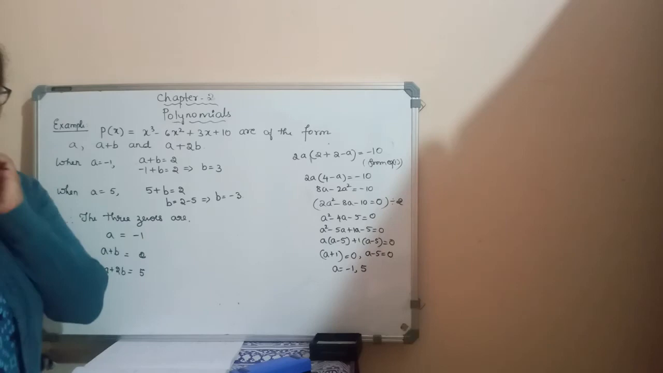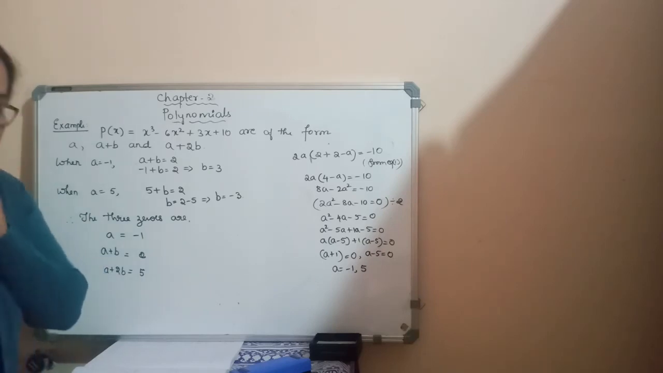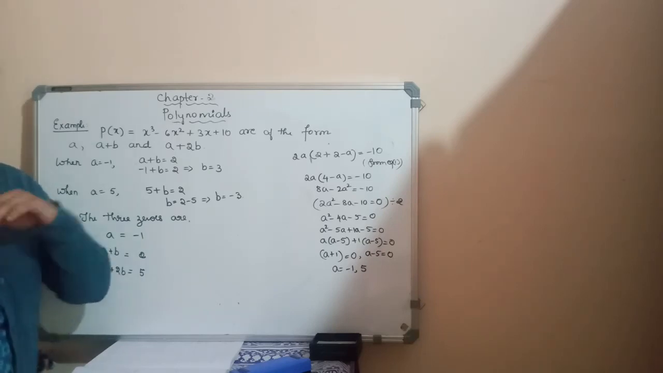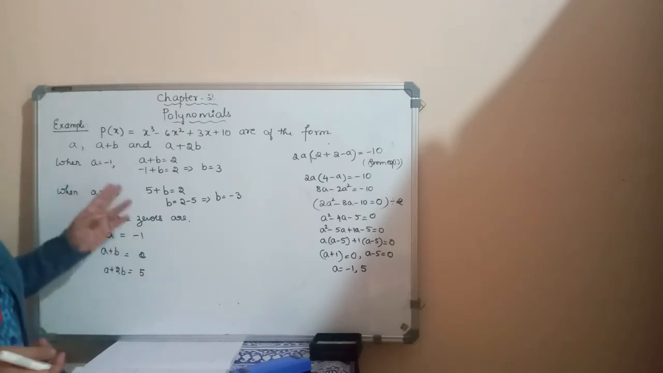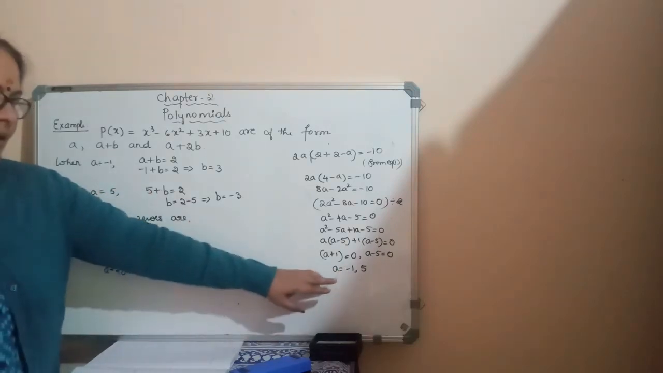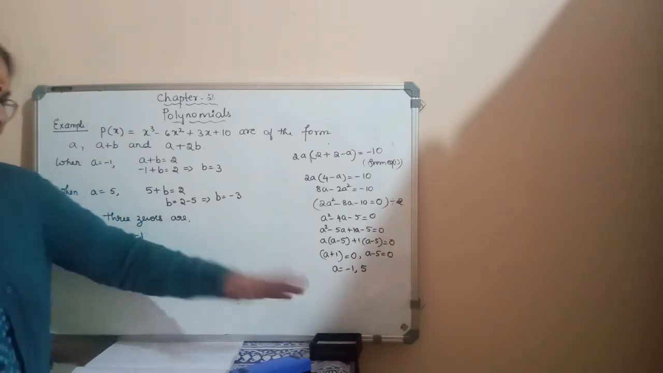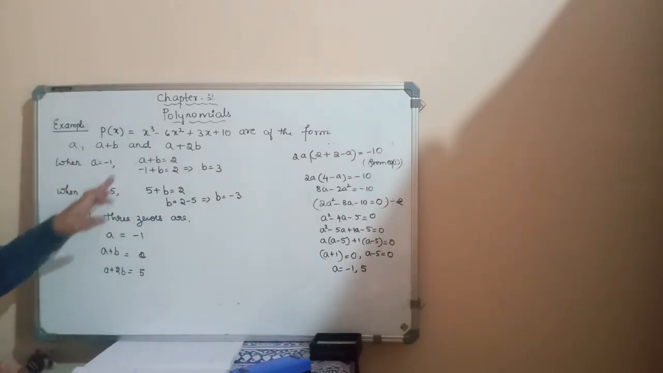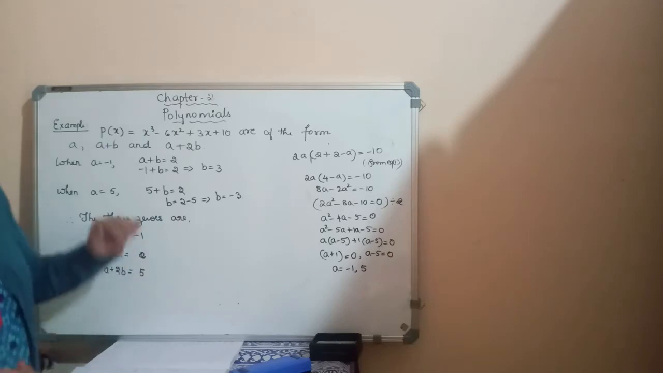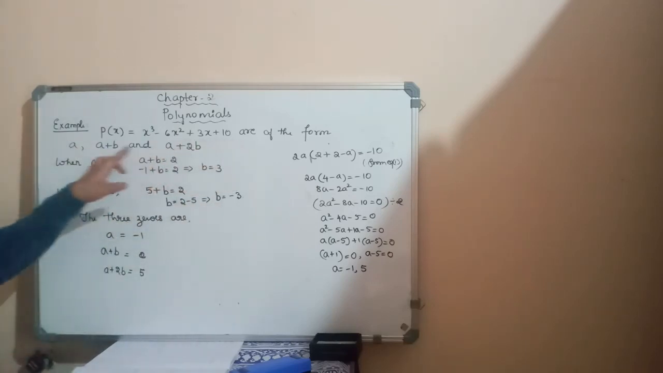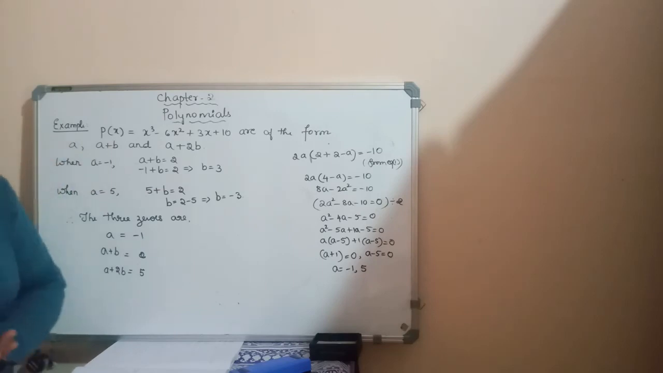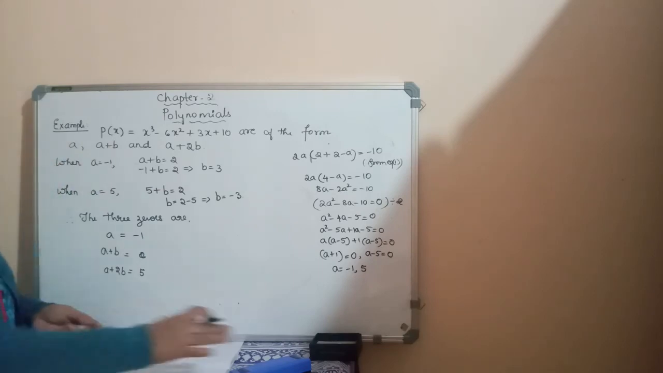At first what we have to do? We have to use the relation sum of the zeros and product of the zeros. Using these two relations we have to find out a and b. Here you will get two values of a. So for those two values find out b values. Using these a and b values find the zeros of the cubic polynomial. I hope you understood this. We'll take one more example.